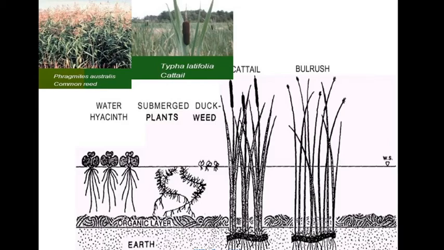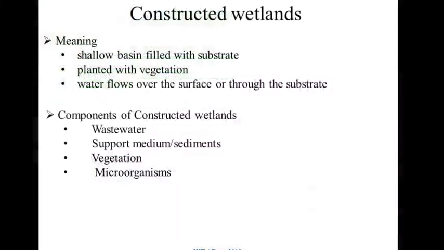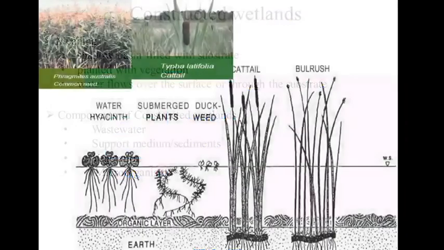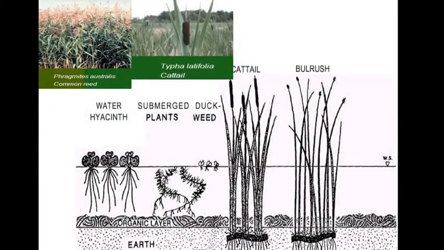So these are the various species as we already discussed earlier. That is, emergent, submerged, and floating type vegetation or wetland plants. These are the water hyacinth, which floats over the surface; the submerged plant, which is below the water level; and the emergent plants, cattail and bulrush, which are over the water and rooted below the ground, that is, the earth.